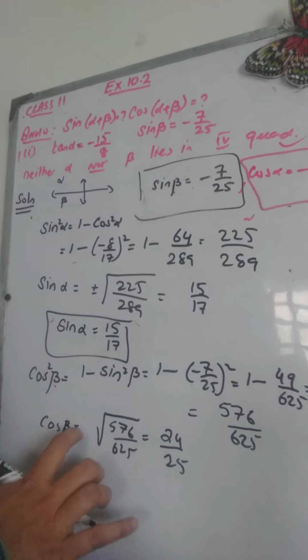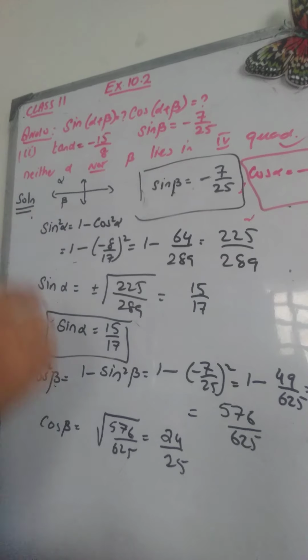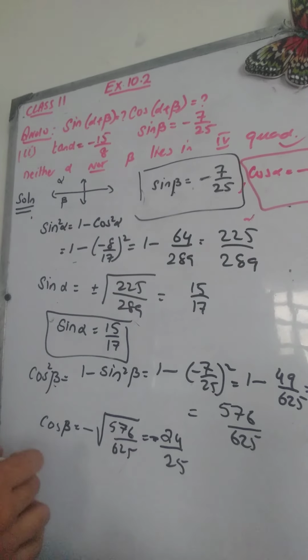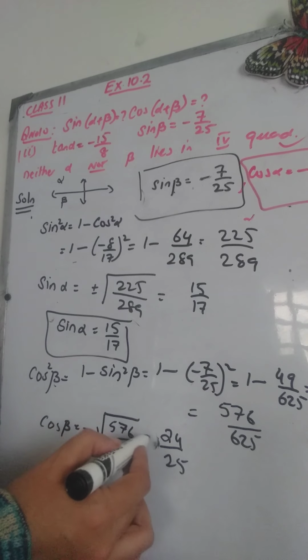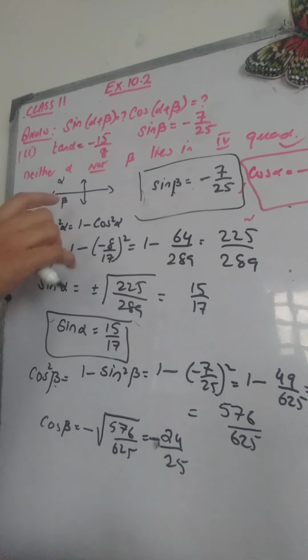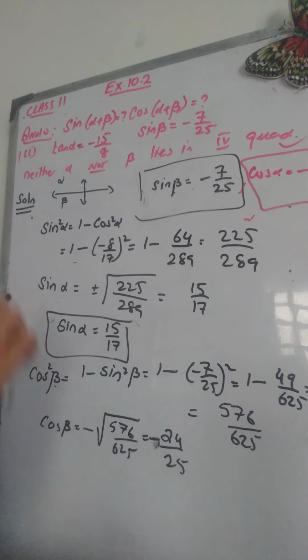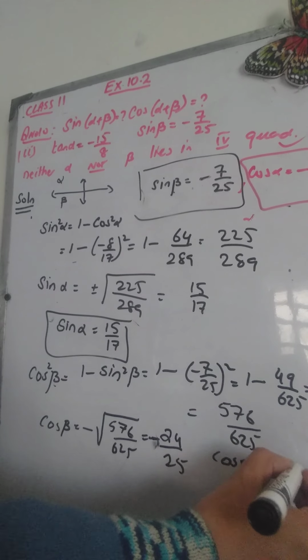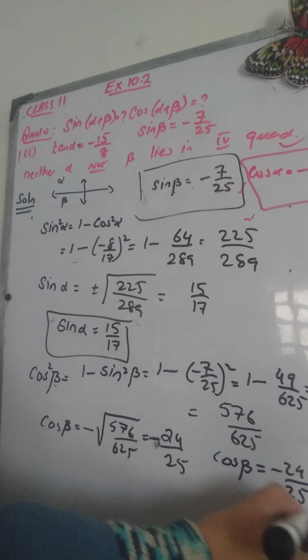Now in order to decide the sign, we know that beta lies in the third quadrant and there cos beta is always negative, so we are going to put a negative sign. This is how we do it. After doing the calculation, we decide the sign with the help of the quadrant in which beta lies. Beta is in the third quadrant, and in the third quadrant cos beta is always negative, so I have put a negative sign over here. So we have cos beta equals negative 24 over 25.